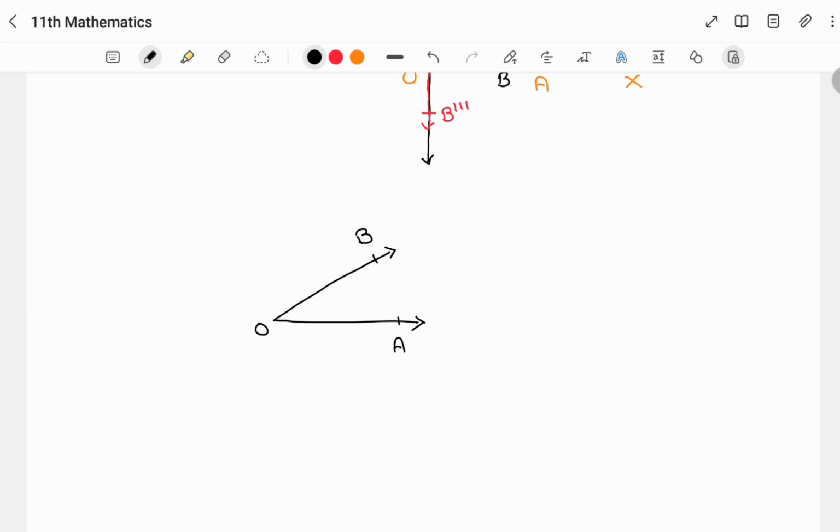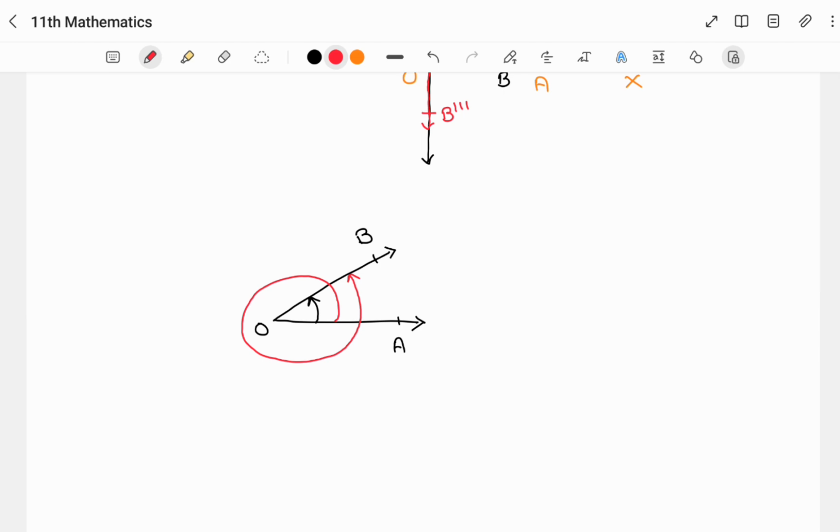So in how many ways can we reach OB? We can reach OB directly like this, rotating OA in an anticlockwise direction and coinciding it with OB. Or we can also reach OB in this way. We can take one complete rotation and then again spiral around and reach the OB position, correct?